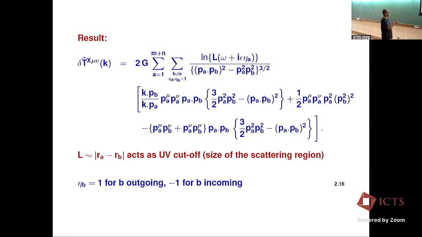Some notation, here you have this eta A, eta B. So eta A by definition is 1 for outgoing B and -1 for incoming B. Right? Because you see here again you are treating the incoming and outgoing particles together, but you can separate it out. And eta A eta B equal to 1 basically means that the pair AB have to be both outgoing or both incoming. Right? That's the only combination that contributes to this sum.